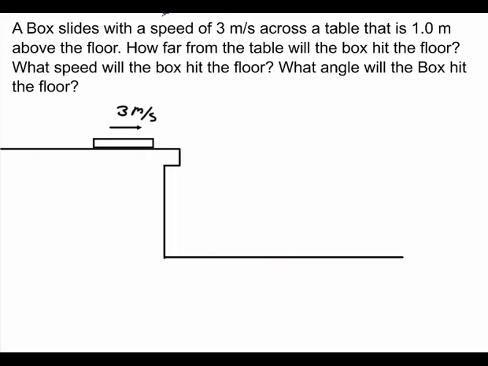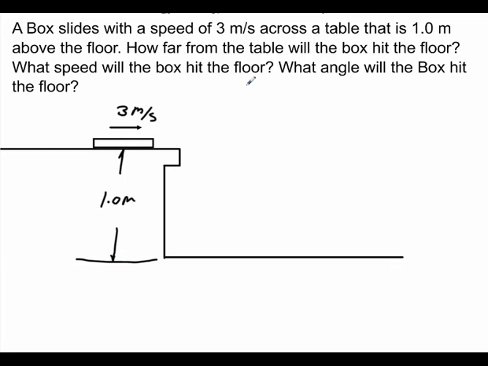This is Dr. Holt. This video is on projectile motion where you have an initial velocity that is in the horizontal direction only. In this example, I have a box that's going to slide with a speed of 3 meters a second across a table that is 1 meter above the floor. Here's the box that's coming across the top of this table at 3 meters a second. The table is going to be 1 meter above the floor, as stated in the text.